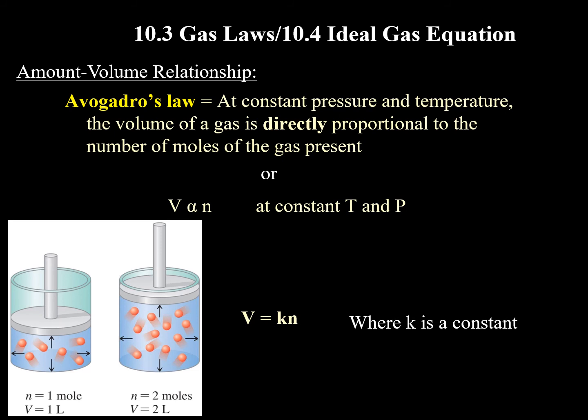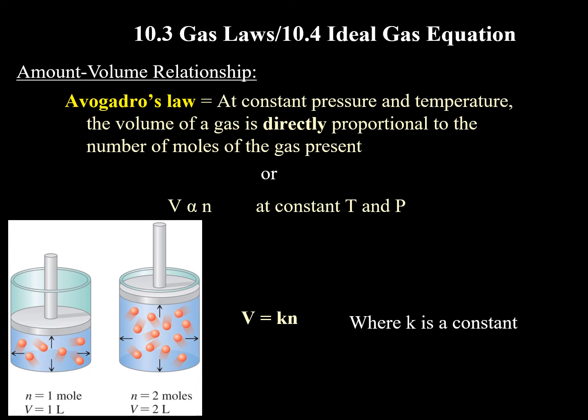Our third law is Avogadro's law. At constant pressure and temperature, the volume of a gas is directly proportional to the number of moles of gas present. So if we had a balloon, let's say we blow into the balloon, we're adding more moles of gas. What's going to happen to the volume? It's going to increase as well.